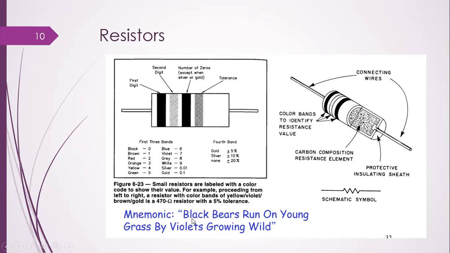Another memorable way that we can understand the concept of sequential order: black bears run on young grass by violets growing wild. Another way of BB Roy, good boy, very good white. I remember the concept in this phrase.